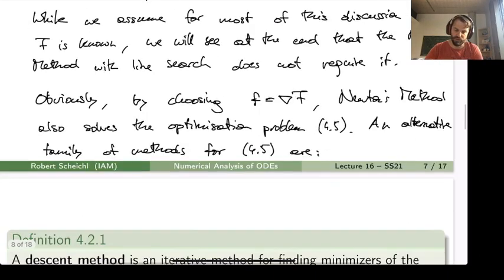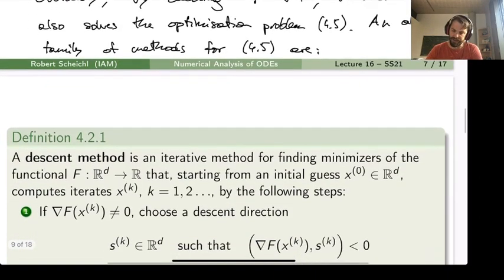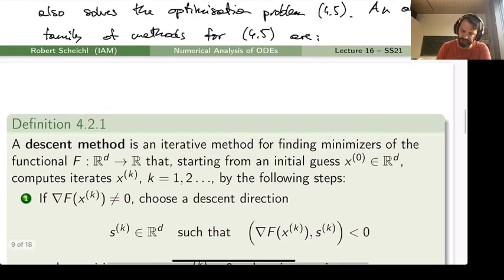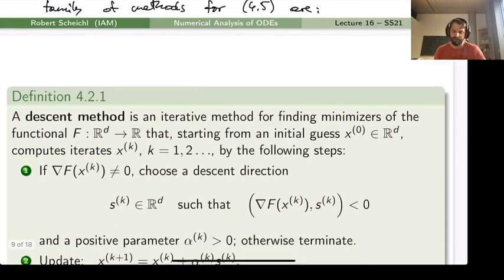And these are the so-called descent methods. A descent method is an iterative method for finding minimizers of the functional capital F, scalar valued capital F as a function of Rd, that starts again from an initial guess x naught in Rd to compute iterates xk by doing the following steps. Careful, this is not the Jacobian of little f that we had before. Here we have the gradient of a scalar valued function. So this is a vector.